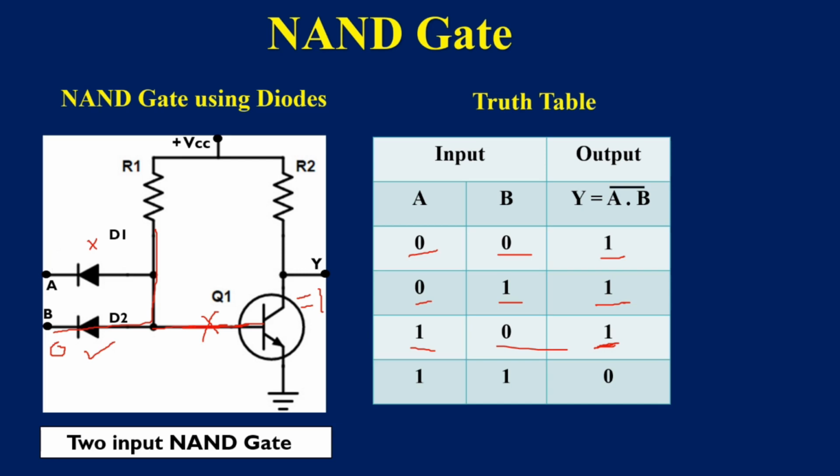Now I am making A as 1 and B as 1. In this condition, both the diodes D1 and D2 are reverse biased. These diodes will not conduct and there will be base voltage given to the transistor. Now the transistor is in the saturation position. In the saturation position, Y is equal to 0. That is, when A is 1, B is 1, the output voltage will be equal to 0. This verifies the truth table of NAND gate.